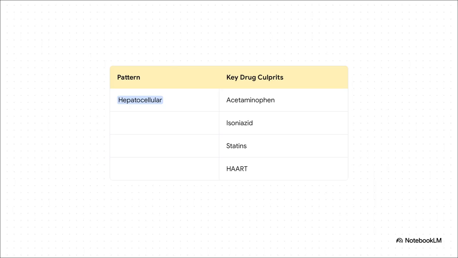And look at the culprits here. These are drugs you see every single day. Acetaminophen, obviously, but also isoniazid for TB, statins, antivirals, allopurinol for gout. These are total workhorse medications.